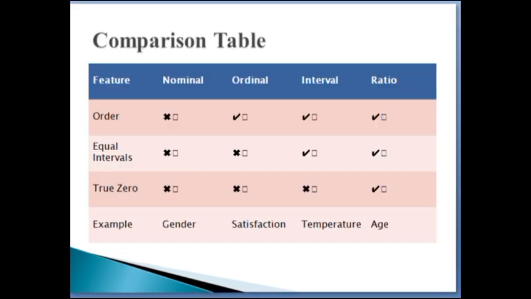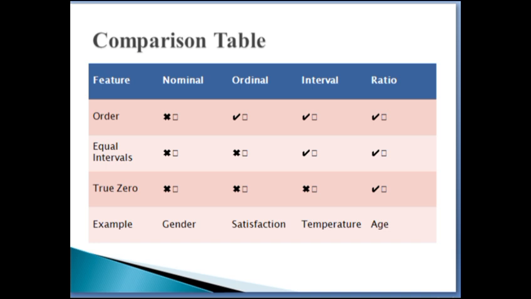Comparison table. This table summarizes the difference between the four scales. As we move from nominal to ratio, measurement precision increases, allowing more sophisticated statistical analysis. Understanding these differences is key for both data collection and analysis. Feature: nominal, ordinal, interval and ratio. Order: no, yes, yes, yes.